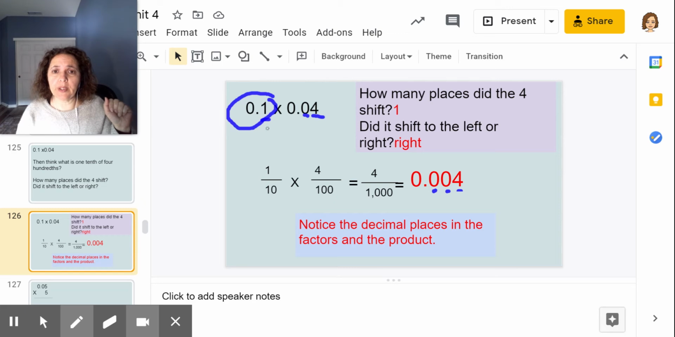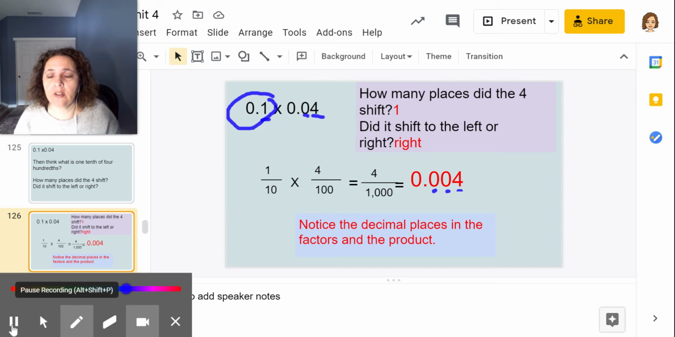Because anytime I multiply a fraction, remember, when we multiply a fraction times a fraction, it gets smaller because you're taking a part of a part. And in essence, what are decimals? Decimals are fractions, right? It's just another way to write my fraction in decimal form. So let's take a look at these.